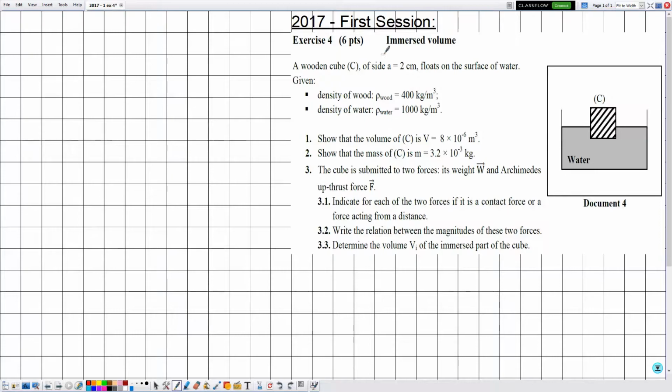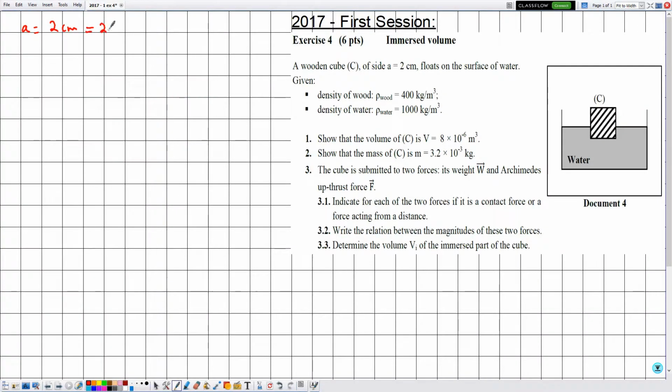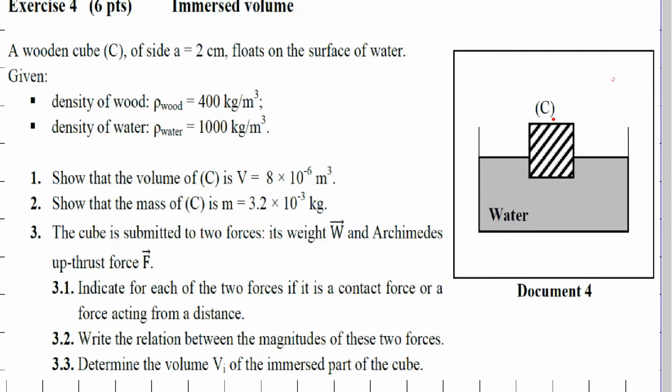A wooden cube C of side a equal to 2 centimeters. Then the side of this cube is given by 2 centimeters, knowing that centimeter is not the SI unit of length. In order to convert from centimeters to meters, we simply divide by 100. Then 2 divided by 100, so the side of this cube in the SI is given by 0.02 meters. It floats on the surface of water. So this is the cube C floating on the surface of water.